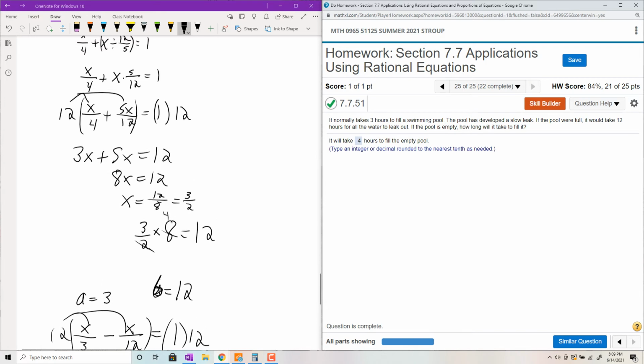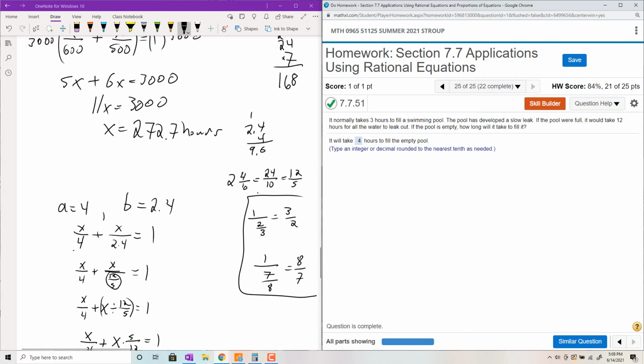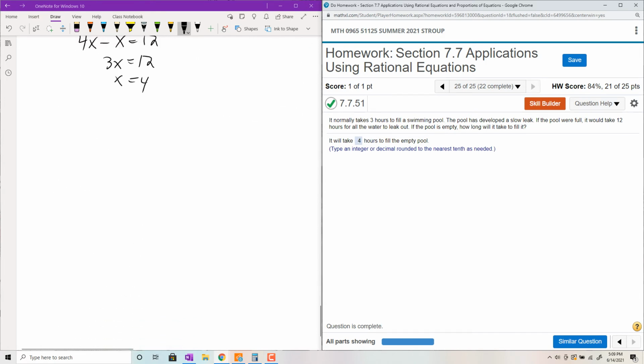So sometimes it's a minus, if they're not working together, but rather working against each other. Okay, let's move on. So that's work. The next thing is proportions.